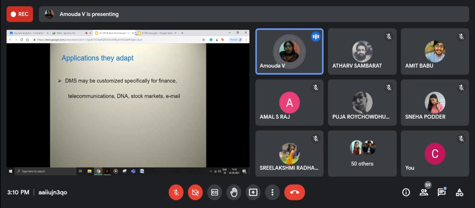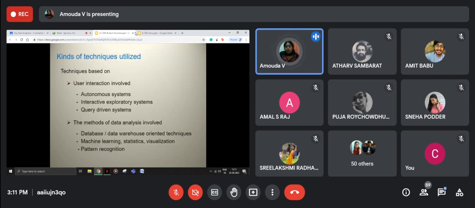Association they adopt. A DBMS data mining system may be customized specifically for finance, telecommunication, DNA, stock markets, or even, of course, other domains. This is a very important concept here. They will have one specifically for finance. So an association module will have a particular algorithm implemented to get the knowledge only for finance. Customized, you know what the meaning is. So these are all the basic things we want to apply.